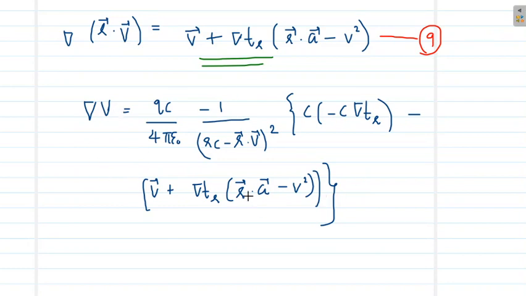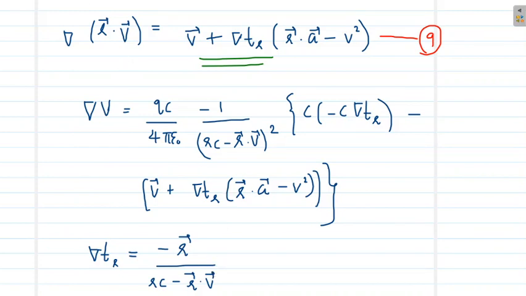We have to simplify this expression in order to get the final answer for del v. So here we have one more term to find, which is del tr. We have to deviate here to find del tr. So in this derivation, let me take it for granted the expression for del tr to be equal to minus r bar divided by rc minus r bar dot v bar.